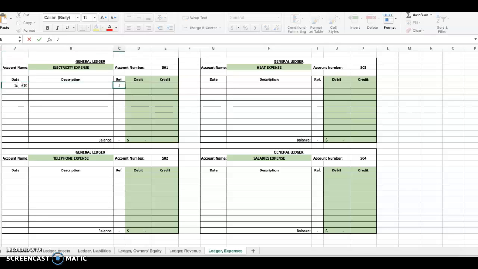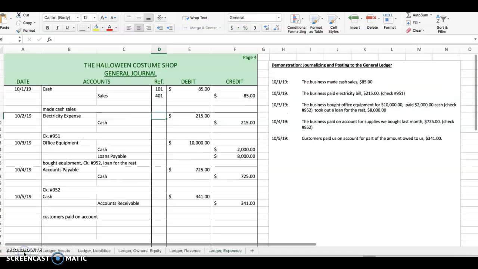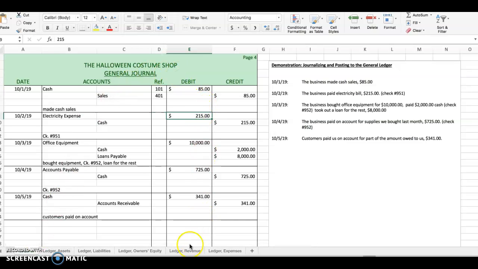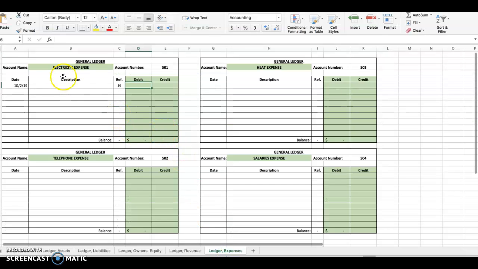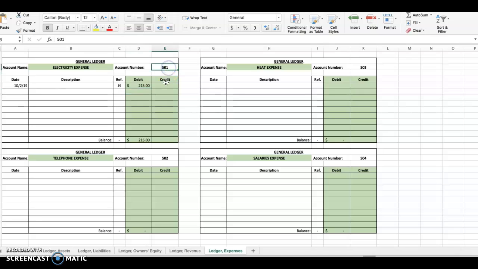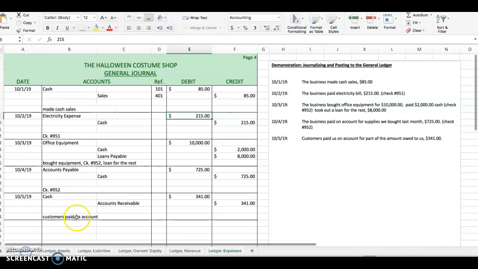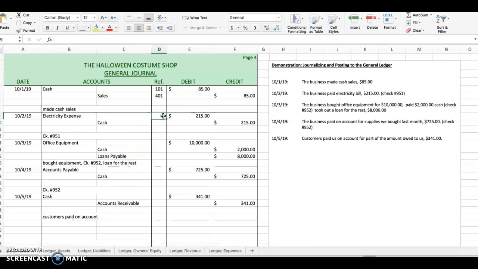Again, it came from J4, and that was debited in the journal, as we see, by $215. And so in the electricity expense account, we have to debit $215. Expenses typically begin with a 5, so 501 is the account number, and that's what goes into the journal. Cash is credited by the $215.